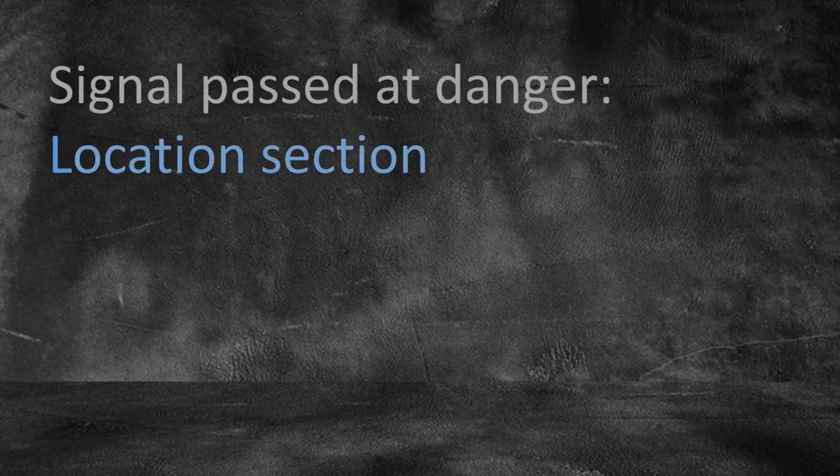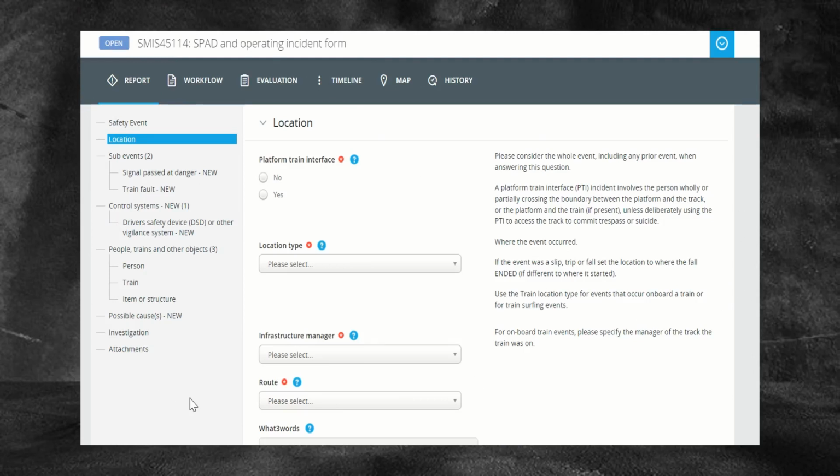Now let's take a look at the Signal Passed at Danger sub-event on the form. We'll start by looking at the location section in relation to the Signal Passed at Danger sub-event. So now we have opened the Signal Passed at Danger and Operating Incident form. Let's head over to the location section. Remember, we are just looking at the location section in the context of a SPAD as the main event. I want to focus on a couple of fields.